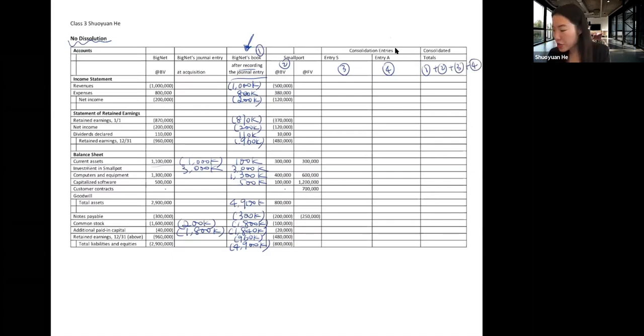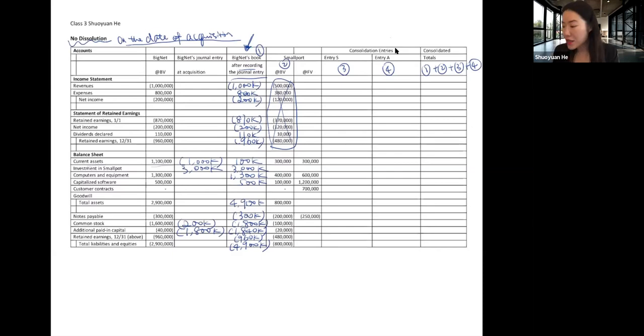One thing to pay attention to is Smallpot's book. We listed those amounts here, but you don't need to worry about them because we are only doing the consolidation worksheet on the date of acquisition. On this date, Smallpot hasn't generated any net income for us yet. All of the income generated by Smallpot was generated before the acquisition, so we don't need to combine it. The only thing we need to worry about is Smallpot's balance sheet. That is what we need to combine.